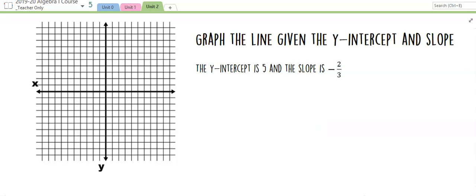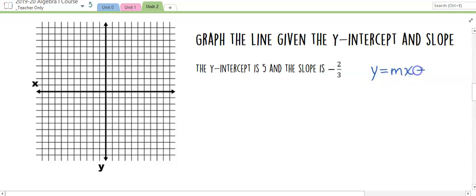What if we have a y-intercept and a slope? For instance, they tell me that the y-intercept is 5 and the slope is -2/3. Well, remember from step 11 that the y-intercept was my b value and my slope was my m value when we thought about slope-intercept form. b was the number all by itself, and m was my slope. It was the number right next to x.